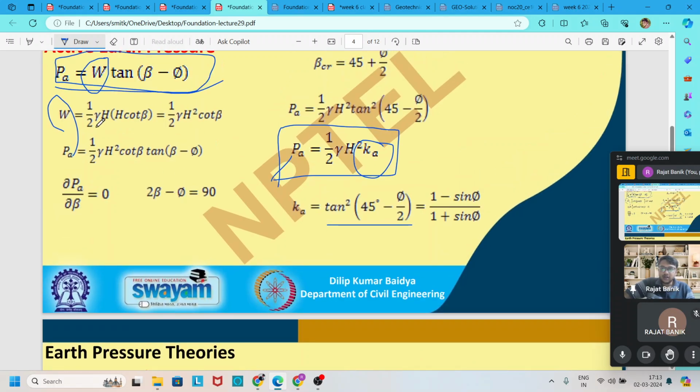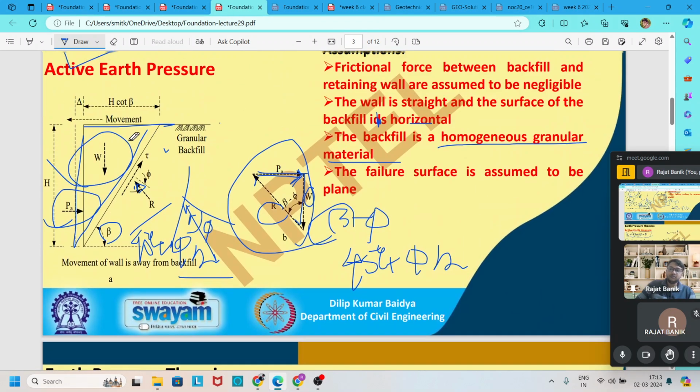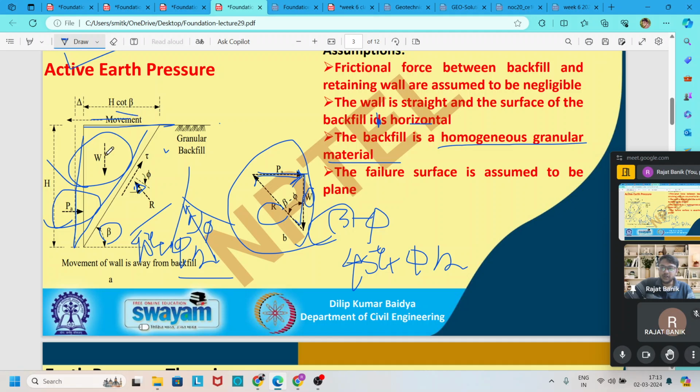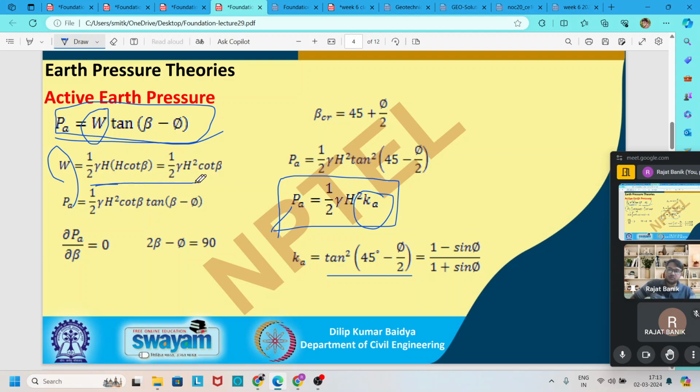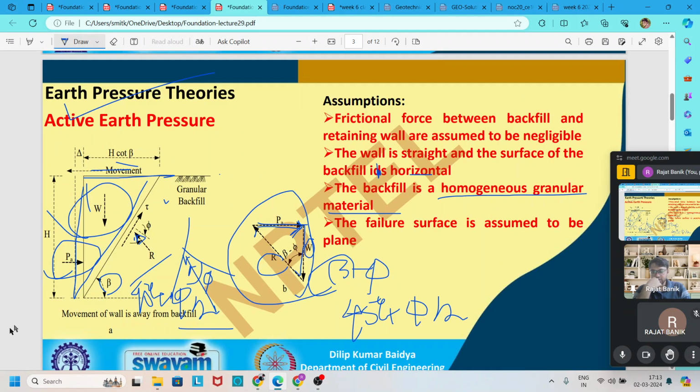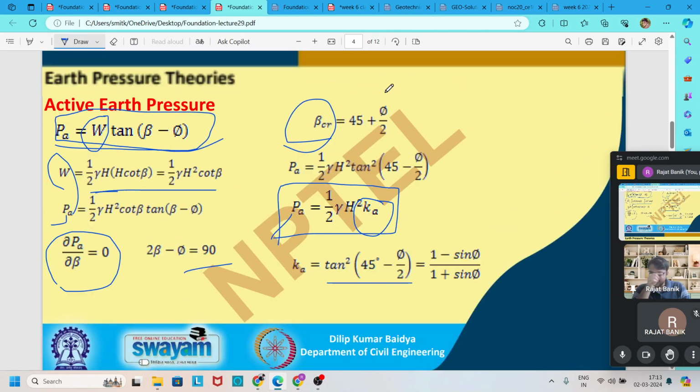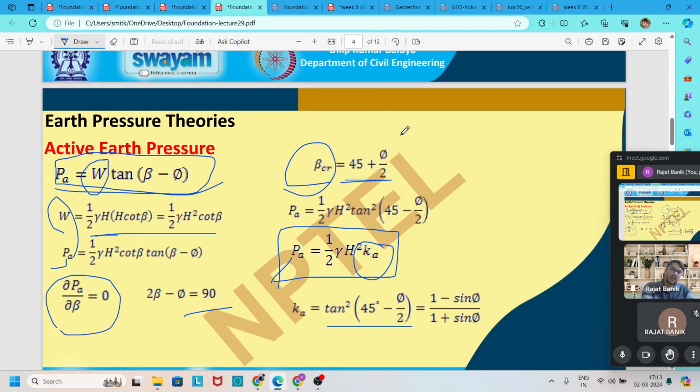So we find that gamma into h, which is nothing but gamma cot beta, h cot beta into h, half into h cos beta into h into gamma. So put all this value in PA. After that, if you differentiate this PA by angle beta for getting the maximum value, we find that 2 beta minus phi is equal to 90 degree, and beta critical, that is the failure surface angle for the critical case, is equal to 45 degree plus phi by 2.